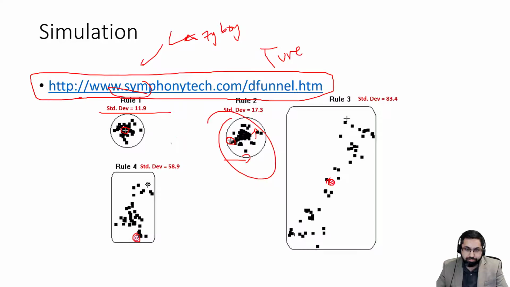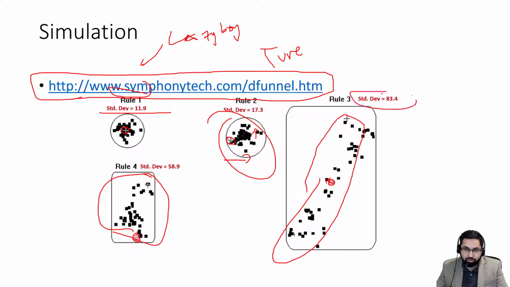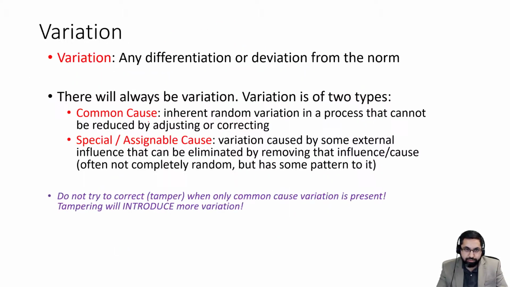Okay, strategy 2. Strategy 4 you see is all over the place. Rule 4, which was take the last output as the target. So you adjust to the last output, and then reset and tune. Look at this, and look at the huge standard deviation. Okay. So the winner is lazy boy, do nothing, and we want to understand why.